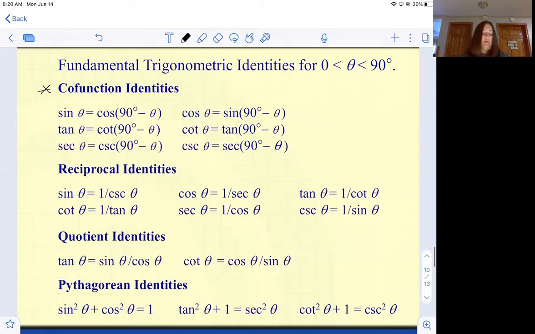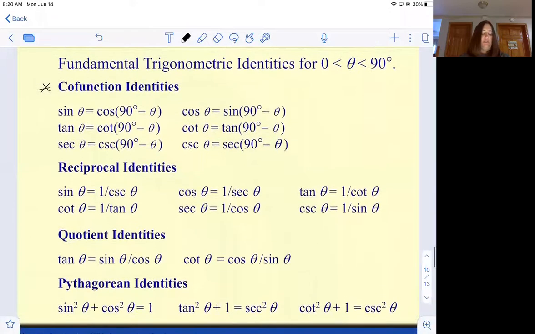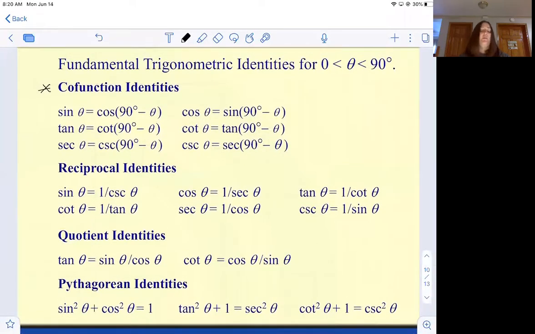The other ones that are important to know are these Pythagorean identities here at the bottom. The most popular one that you see is your sine squared plus cosine squared equals 1, but you have others. You have tangent squared of theta plus 1 equals secant squared of theta. You have cotangent squared of theta plus 1 is equal to cosecant squared of theta.